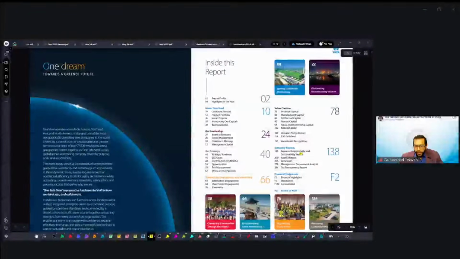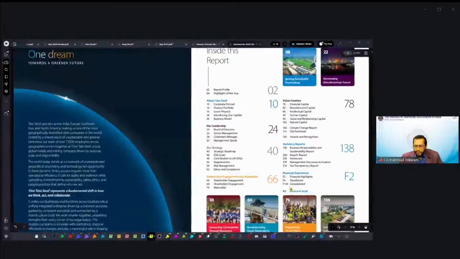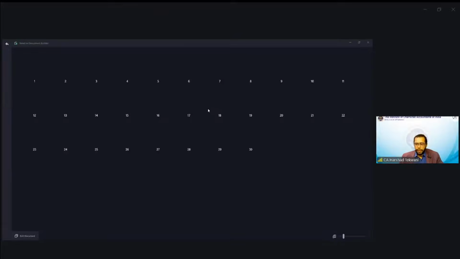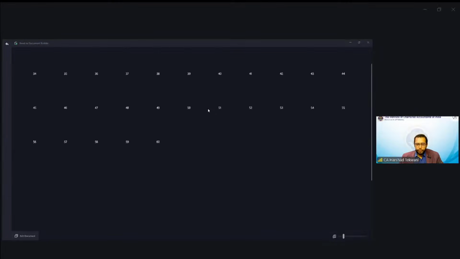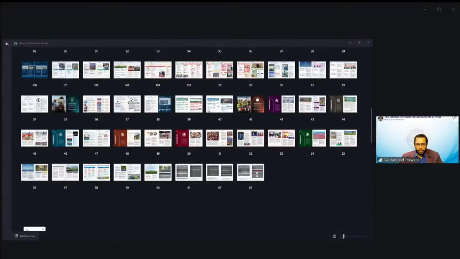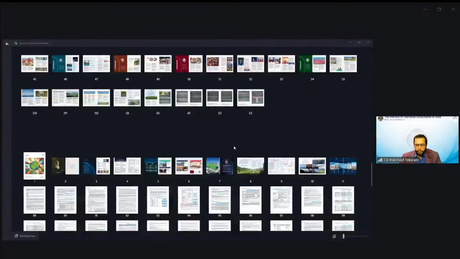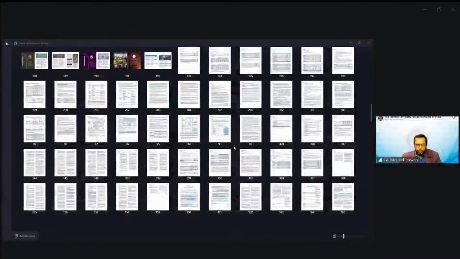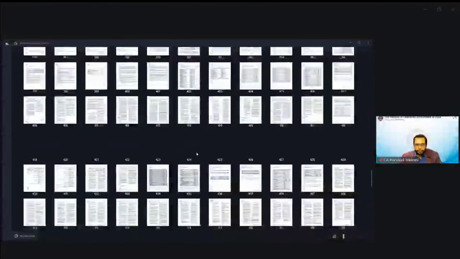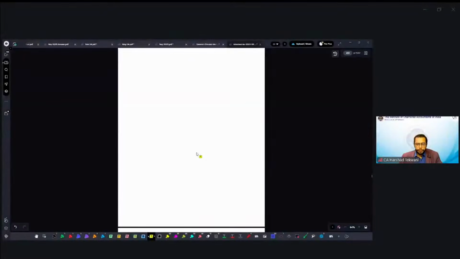Okay, over here we have the financial statements, consolidated F30. Let me see if I can go from here. No, I need to go to that particular page. Let me go. Okay. So now I have this.